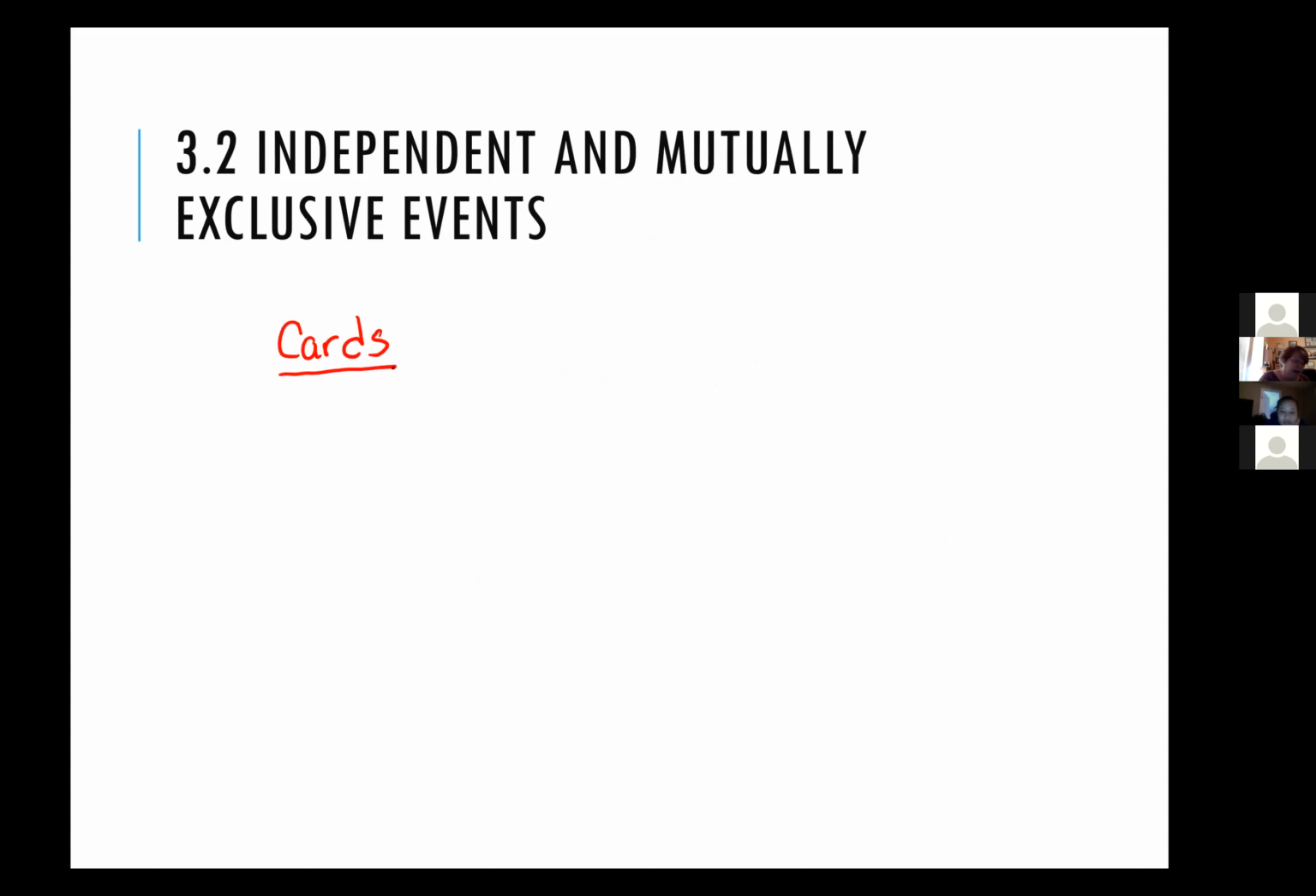So if I have a deck of 52 cards and I draw one card out, what's the probability of me getting a queen? Well, there are 52 possible outcomes in my sample space. I could draw one of 52 cards.